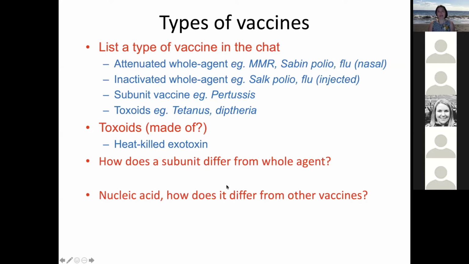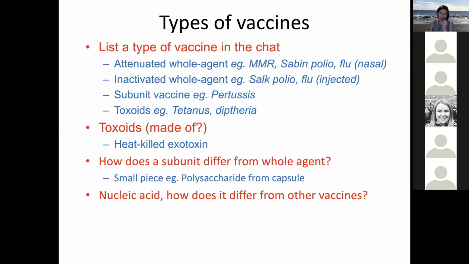It may be not the preferred one just because typically the flagella is a smaller component of the bacteria, so maybe harder to see, but I don't know. Okay, so a small piece such as a polysaccharide from a capsule or a spike protein or a capsid protein from a virus. Nucleic acids, how do they differ from other vaccines? Think about this before you answer this question.